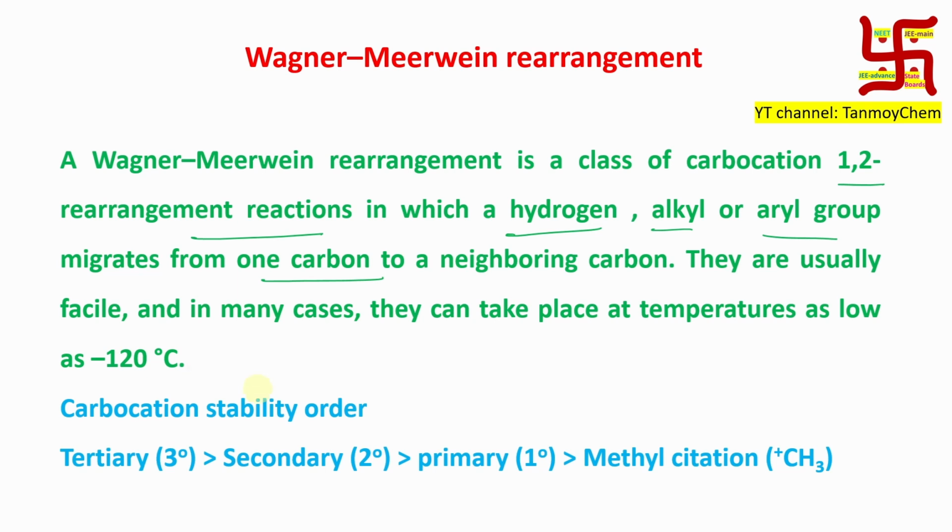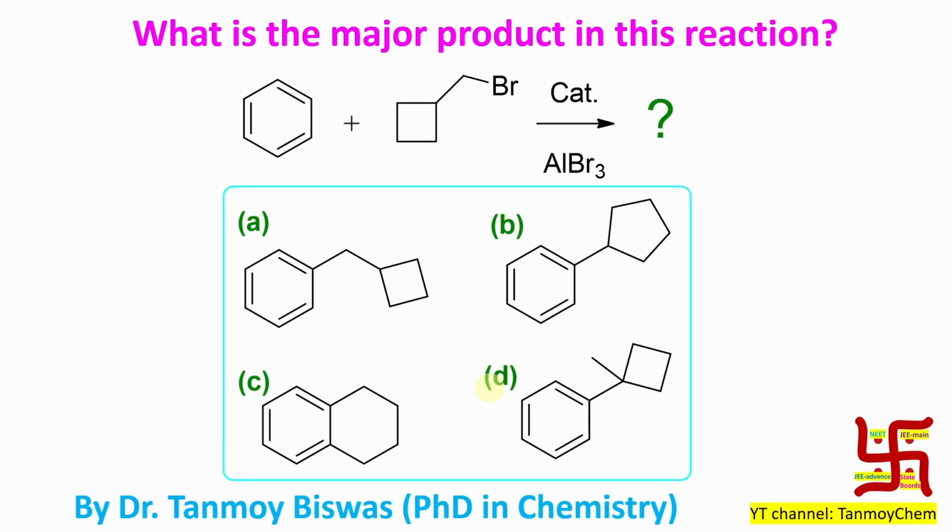And it follows the carbocation stability order, meaning tertiary carbocation is more stable than secondary carbocation, which is more stable than primary, and methyl cation. Very often students make a mistake: they remember tertiary is greater than secondary, greater than primary, but they forget methyl. Students, remember this part. Methyl cation is actually different compared to primary carbocation, as for example ethyl cation. Now, this is the overall discussion of what the major product of this reaction is.